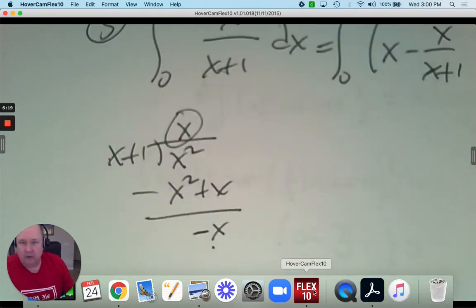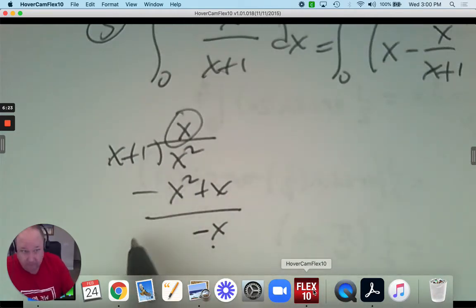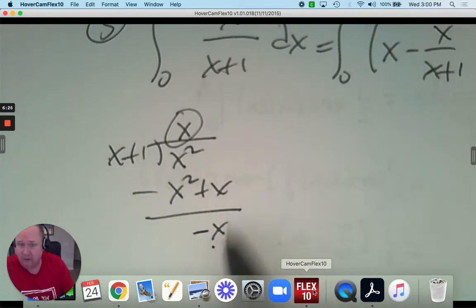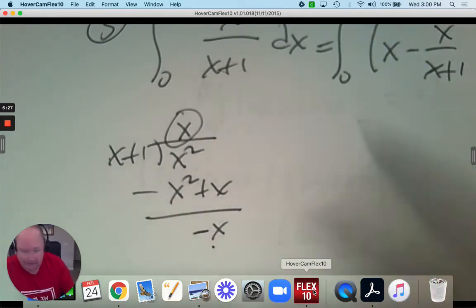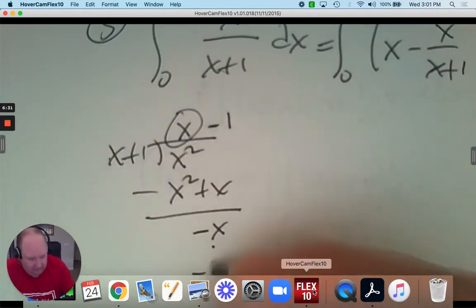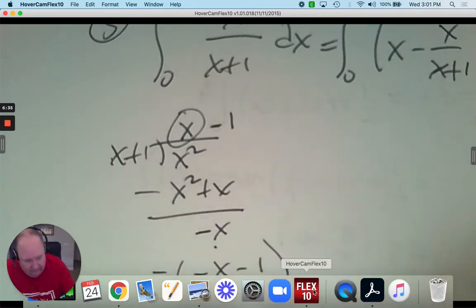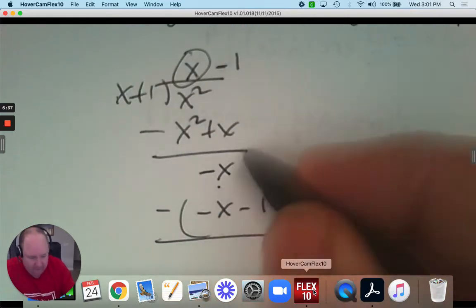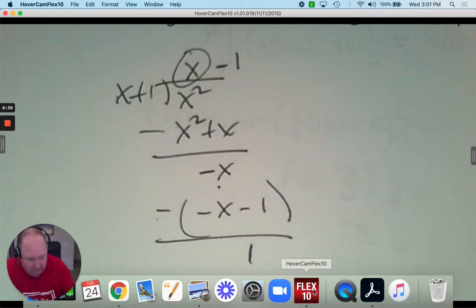Oh, we could have gone farther. Let me do this again. So I could go one more step. So what's negative x divided by x? It's negative 1. So negative 1 times x is negative x, and negative 1 times 1 is negative 1. Again, be careful of the remainder. So when you subtract a negative, the remainder is 1.